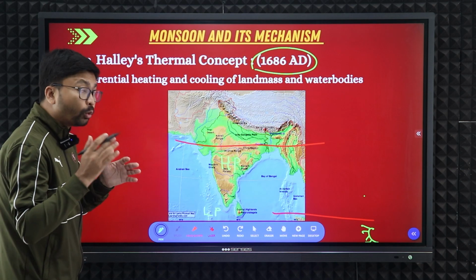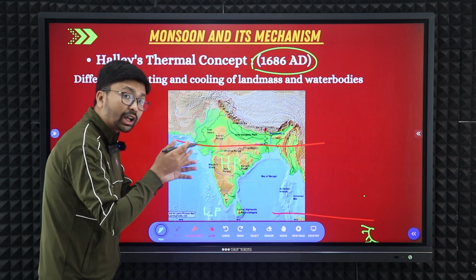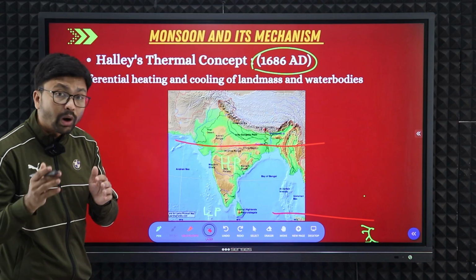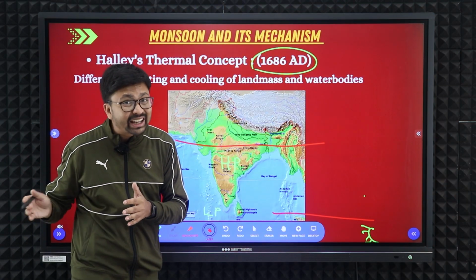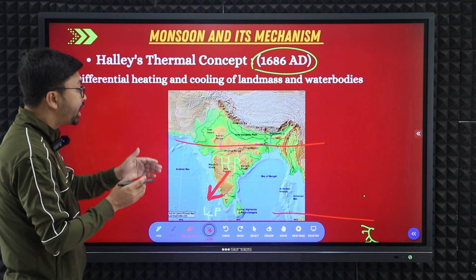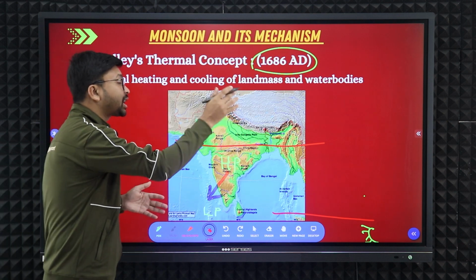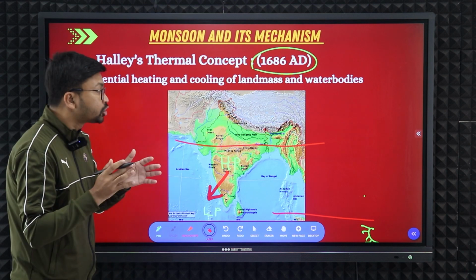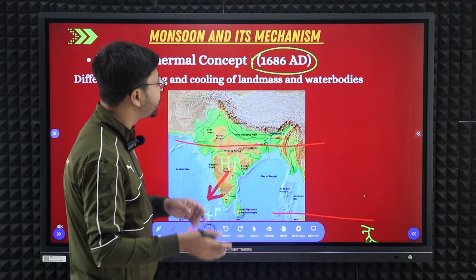Now what will happen? Wind always blows from high pressure to low pressure. So here wind will come from the landmass to the water bodies, and as per the Coriolis force, it will bend to the right-hand side in the northern hemisphere. So it will come like this. So at that time it is coming from the northeast to the southwest. As it is coming from the northeast, that's why it is called the northeast monsoon. So southwest monsoon during the summer and northeast monsoon during the winter.